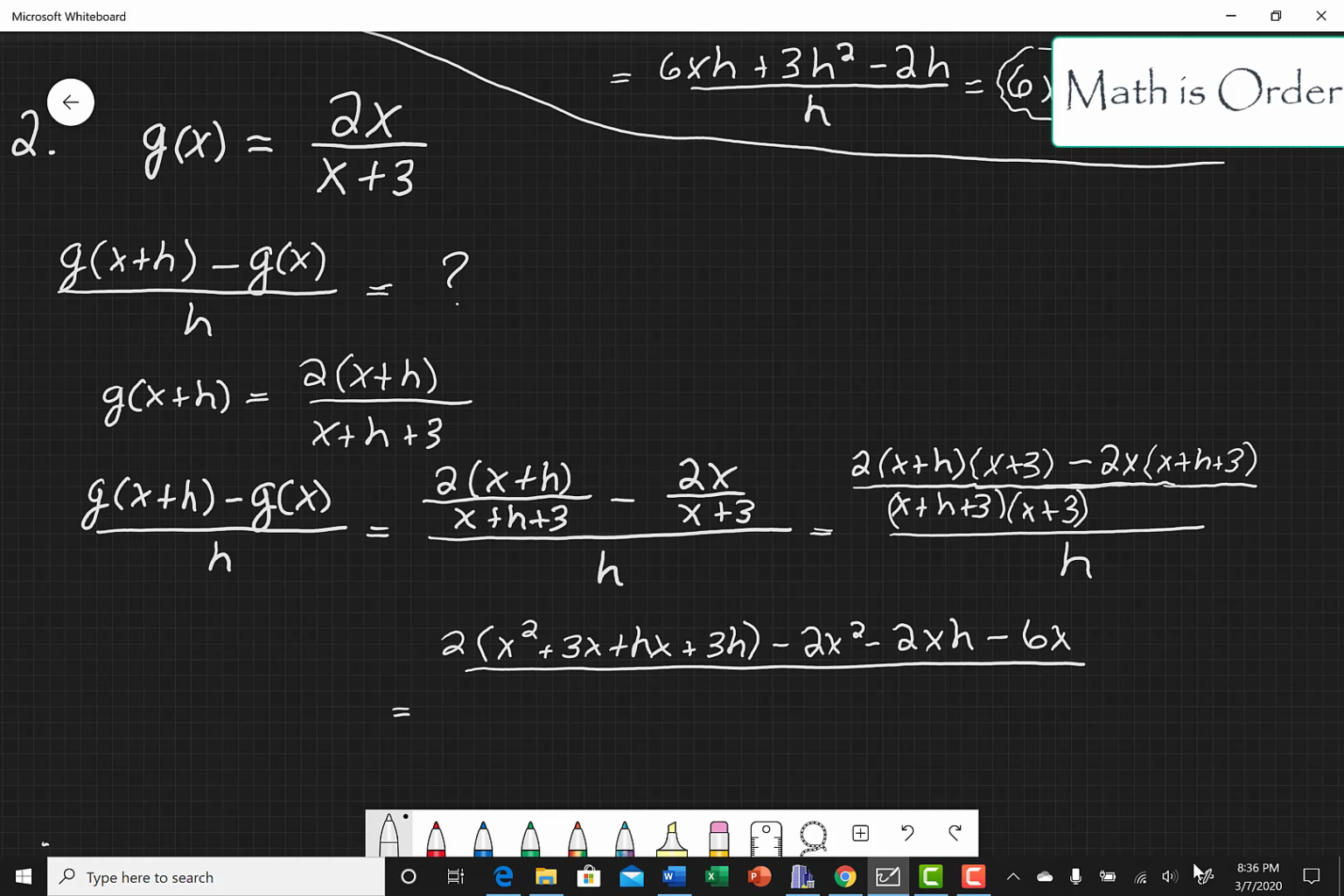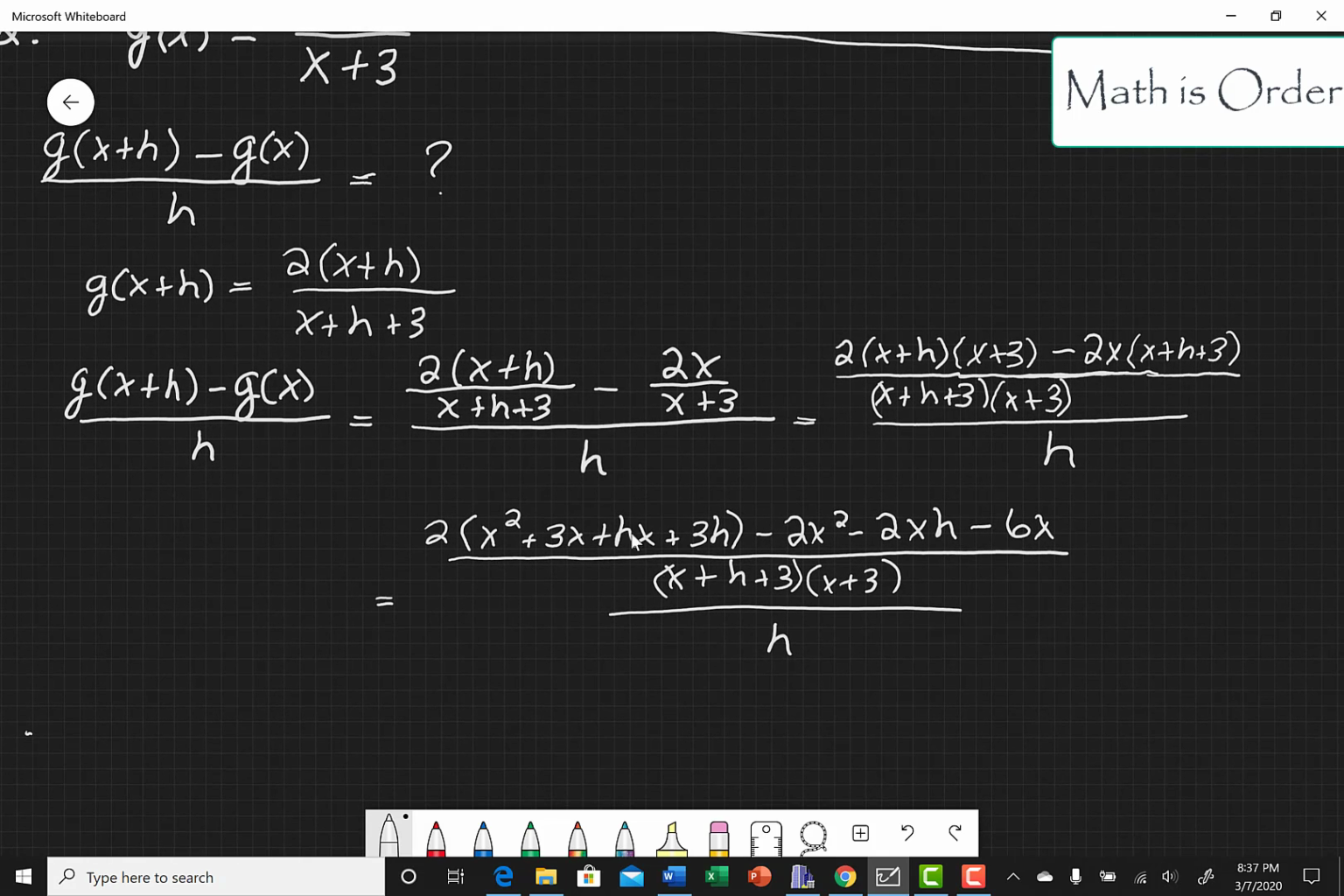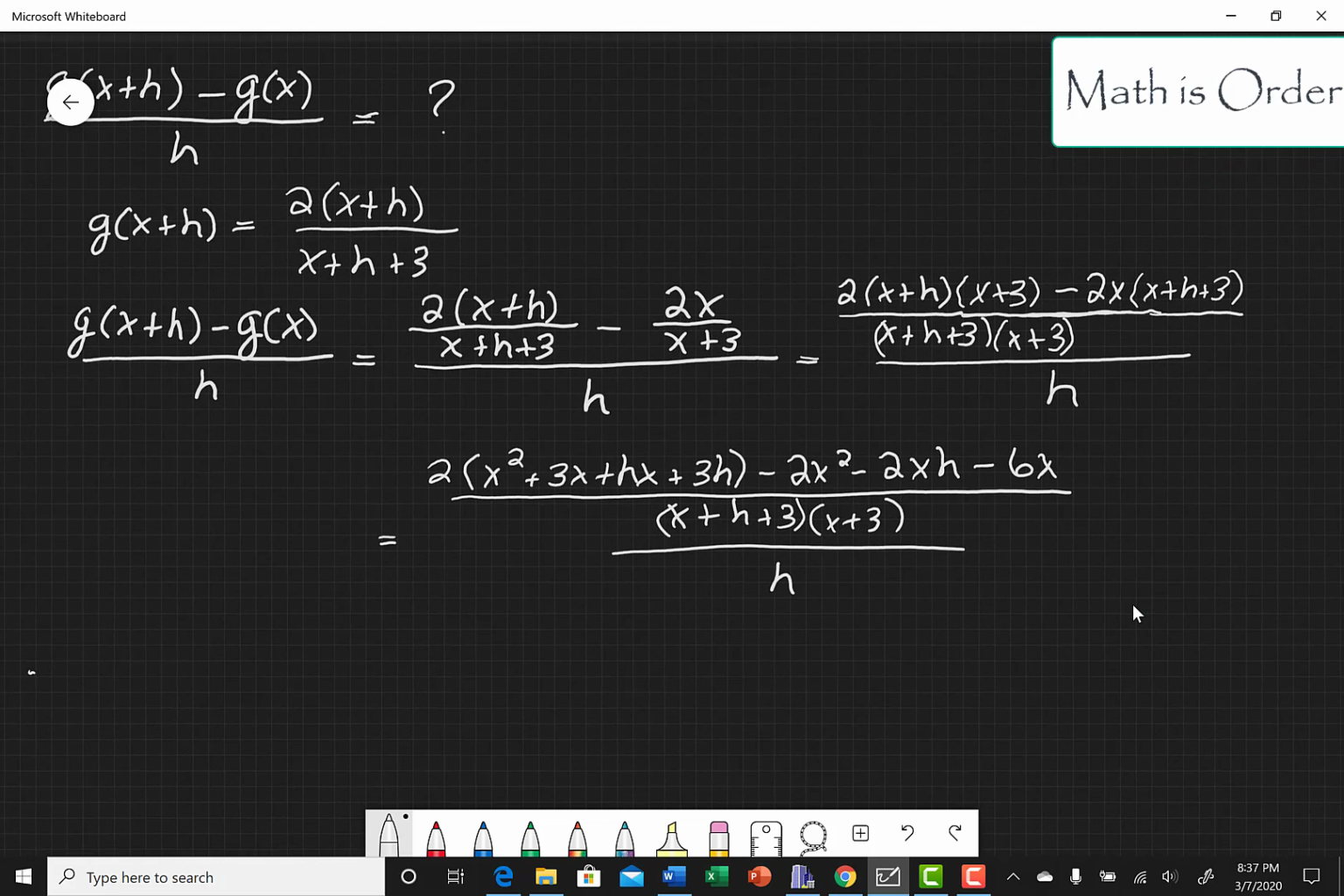All of this over x plus h plus 3, x plus 3, all of this over h. All right, this problem is kind of long, but we have to simplify it to the point where if we let h become 0, it's not going to be undefined, right? We have to simplify it so that h can become 0, and the statement is still valid. So let's go ahead and keep simplifying.